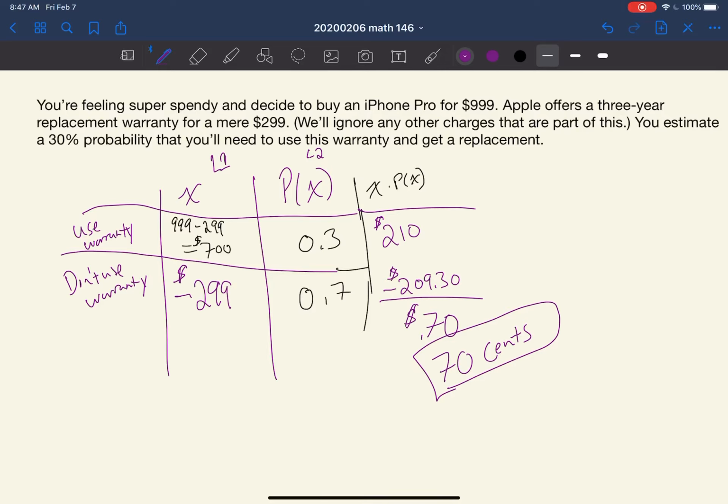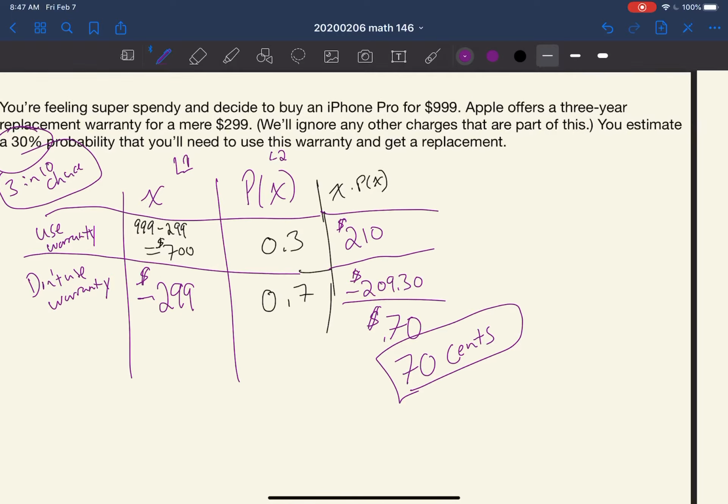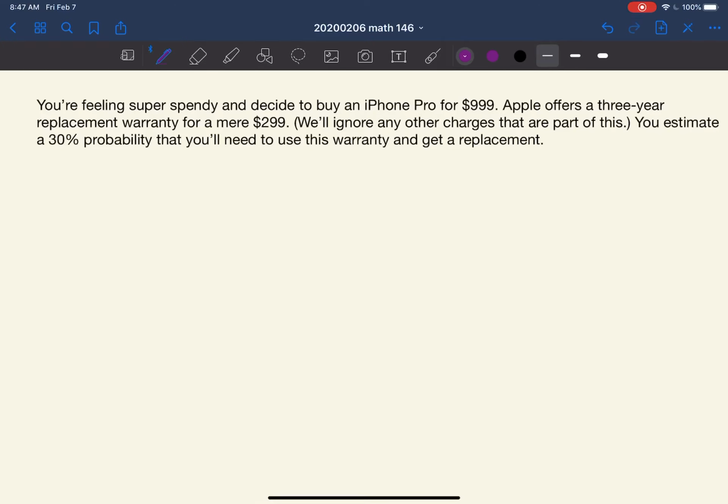But another way of thinking about this that helps illuminate what's going on, because this is sort of a cloudy topic, right? Another way of thinking about it is if there's a 30% chance that you're using the warranty, then that's really a 3 in 10 chance of using the warranty. And so we have to come up with a scenario where we're looking at what does 3 in 10 mean.